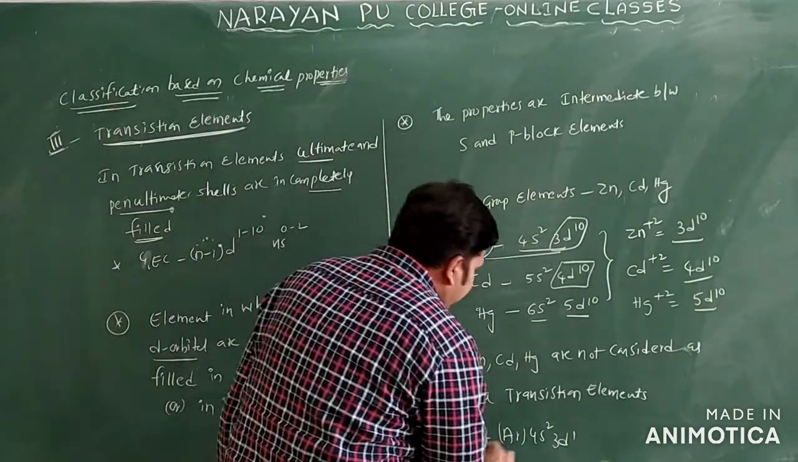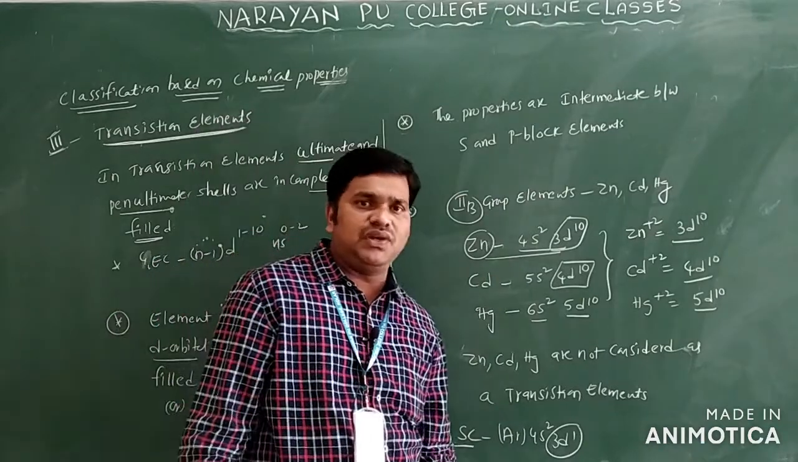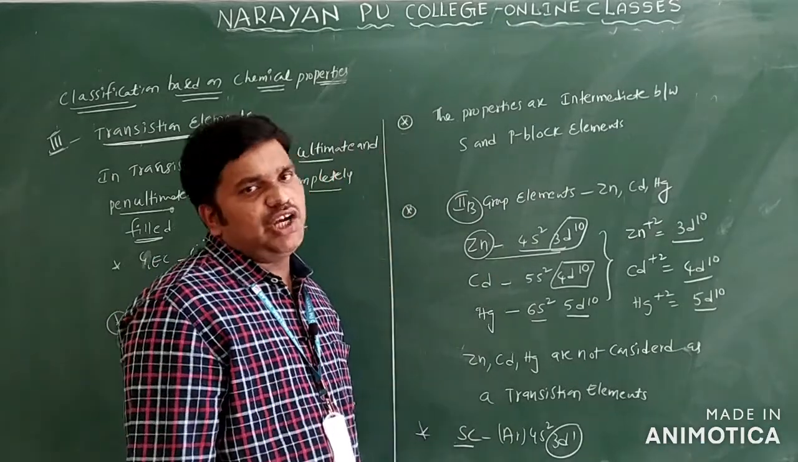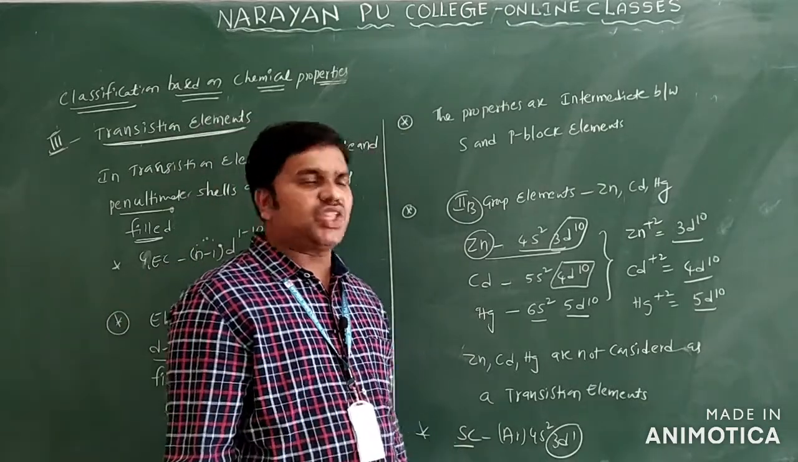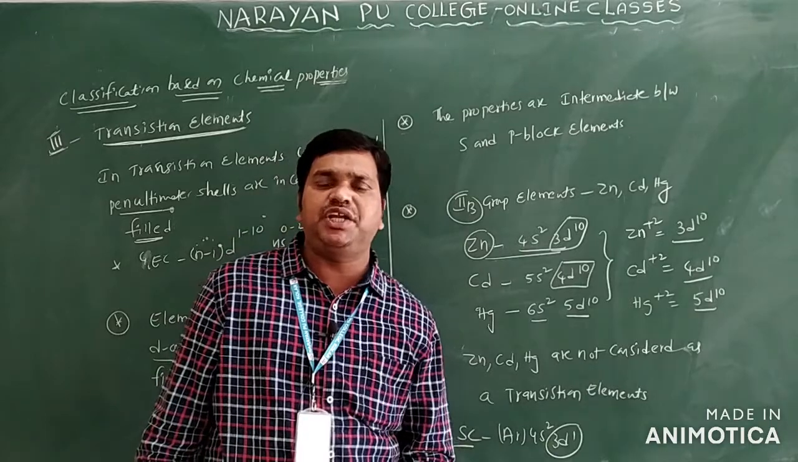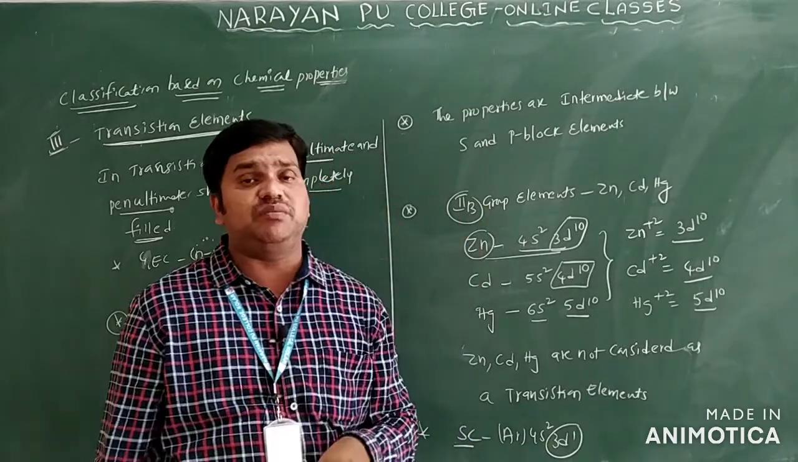If you take scandium, how many d electrons are there? One is there. So one means what? It is incompletely filled or not. So scandium comes under what? D block elements only. In the elementary state only. If you take different examples, you can easily identify that if the d orbital is incompletely filled, that is transition elements only.